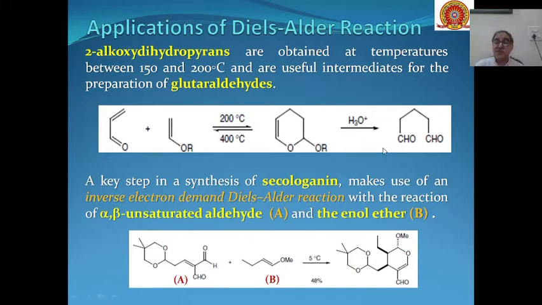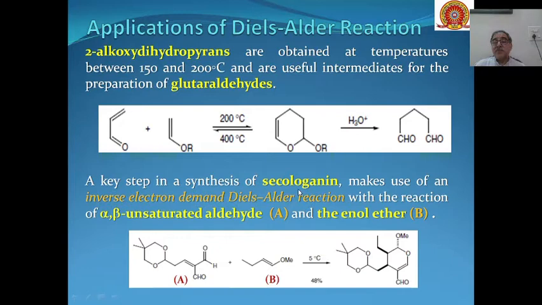So you can see over here, this will act as a diene, and this will act as a dienophile, and we will get 2-alkoxy-dihydropyrans as the product.